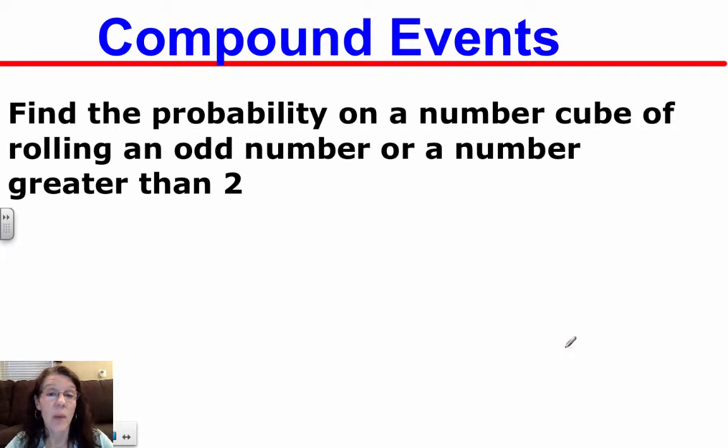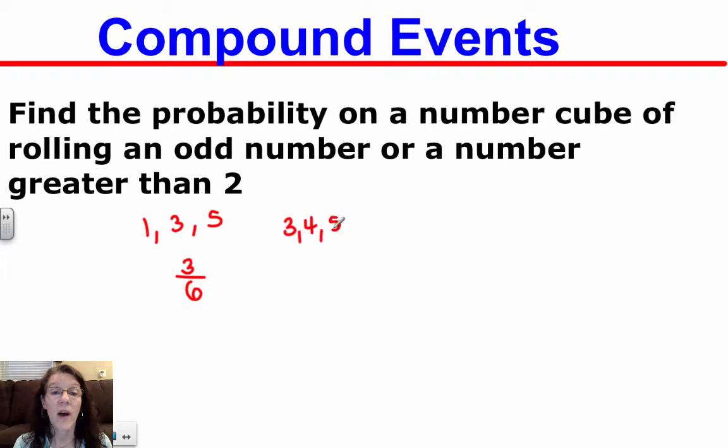This one says, find the probability on a number cube of rolling an odd number or a number greater than 2. Okay, so our odd numbers are 1, 3, 5. Right? So that's a 3 in 6 probability. Number greater than 2, that's 3, 4, 5, and 6. So there are 4 numbers greater than 2. So we're going to add those, but then we need to check, is there any overlap? Yes, 3 is counted here, and so is 5, but 3 is also counted here, and 5 is counted here.